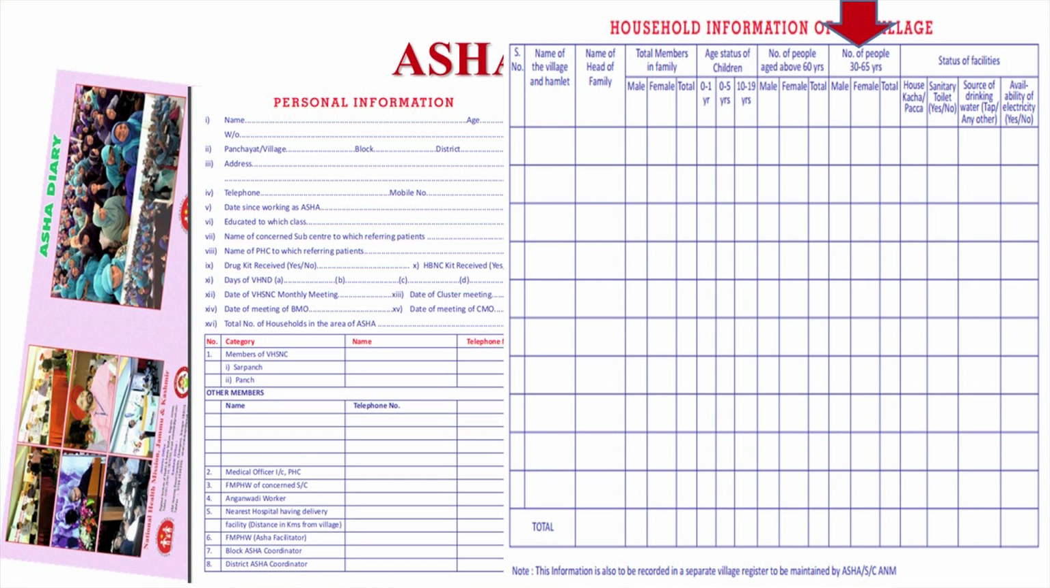So here you have the number of villages, who is the head of the family, how many total members are there in a family, how many are male and female, and the ages of children, specifically, putting them into slabs like how many children from 0 to 1 year, 0 to 5 years, or 10 to 19 years, and how many people are above 60 in the family. What is the status of facilities which they have at home? I mean, whether they have toilets, safe access to drinking water, and whether electricity is there or not.